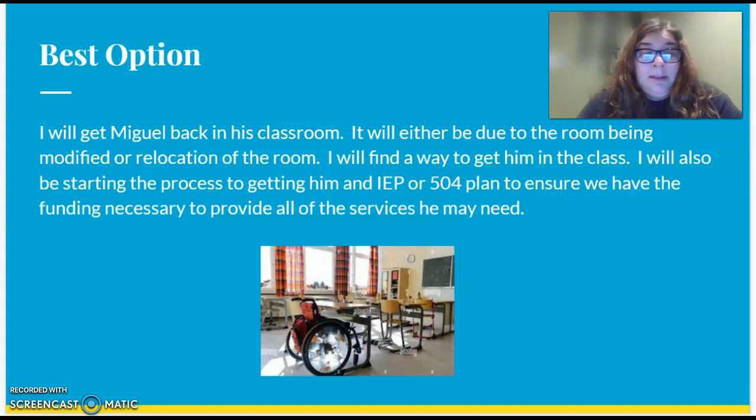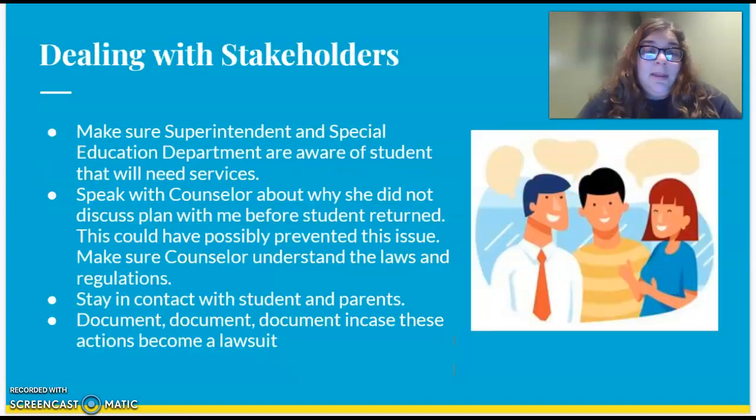So the best option that I think is going to happen is to get him back in the classroom. It's either going to be due to the room being modified or relocation of the room, but we have to find a way to get him in class. And I would probably also start the process of getting an IEP or 504 plan, because let's be honest, he's probably going to need more services. I can't imagine his only problem being getting into this classroom. And that way we can start having the funding that we need to provide these services, because somebody somewhere has to pay for it.